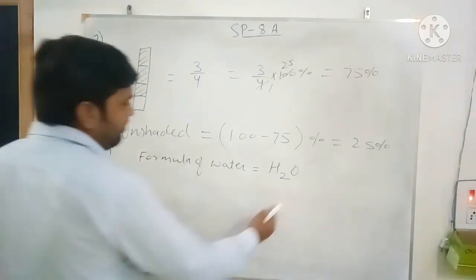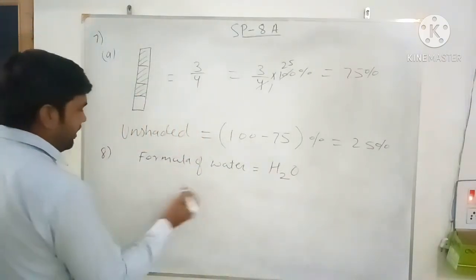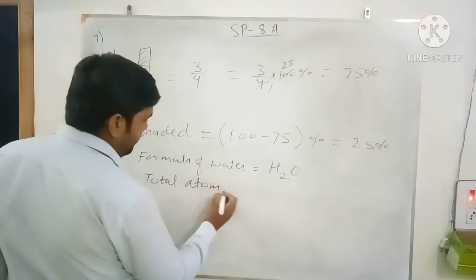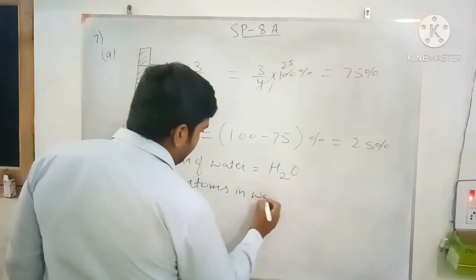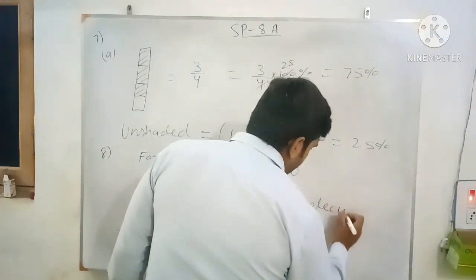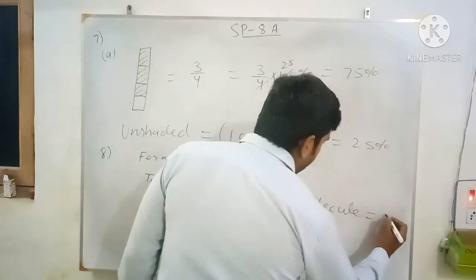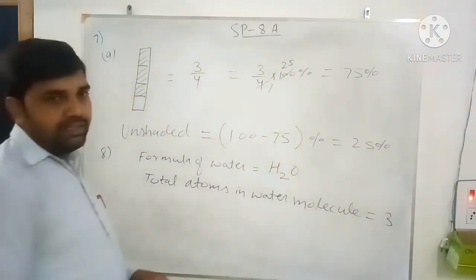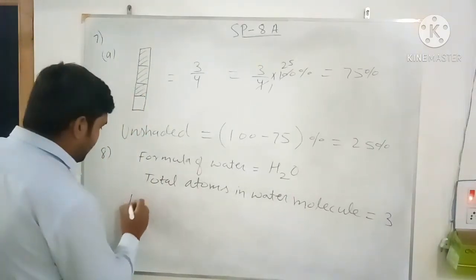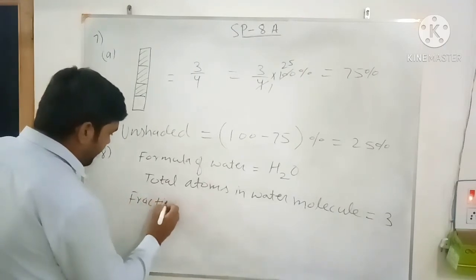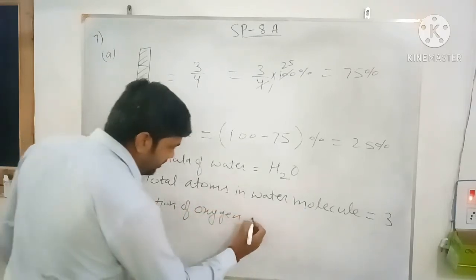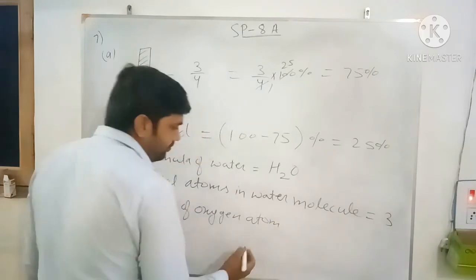So out of 3 there is 1 part. So the fraction of total atoms in water molecule. Total atoms in water molecule equals 2 plus 1, that is 3. 2 hydrogen atoms and 1 oxygen atom. So the total atoms in water molecule is 3, and the fraction of oxygen atom in water molecule.